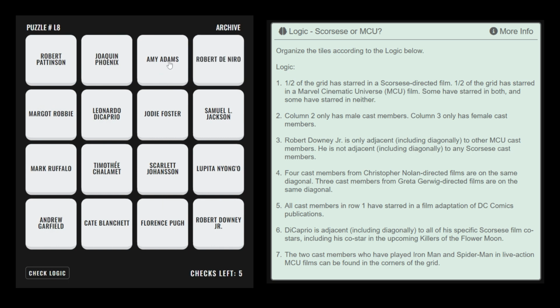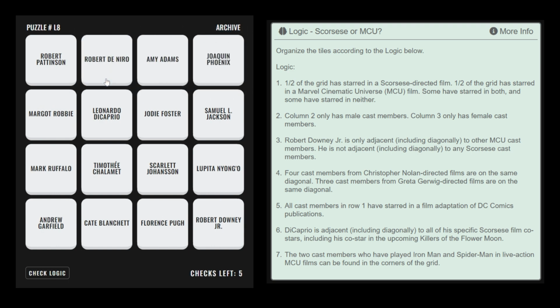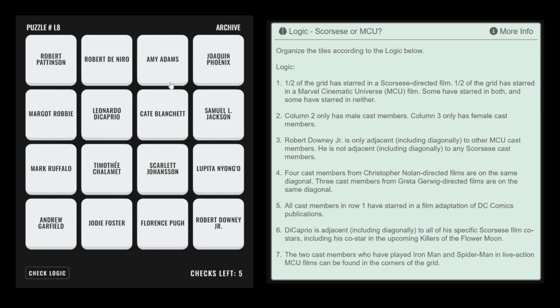From rule number 6 we know that DiCaprio must be adjacent to his Scorsese film co-stars, including the upcoming Killers of the Flower Moon. This means Robert De Niro should be adjacent to DiCaprio, and so should be swapped with Joaquin Phoenix. According to this rule, Mark Ruffalo from Shutter Island and Cate Blanchett from The Aviator must also both be adjacent to DiCaprio. The only 2 spots available are here and here. Cate Blanchett must go in this position in column 3 since column 3 must only have female cast members.